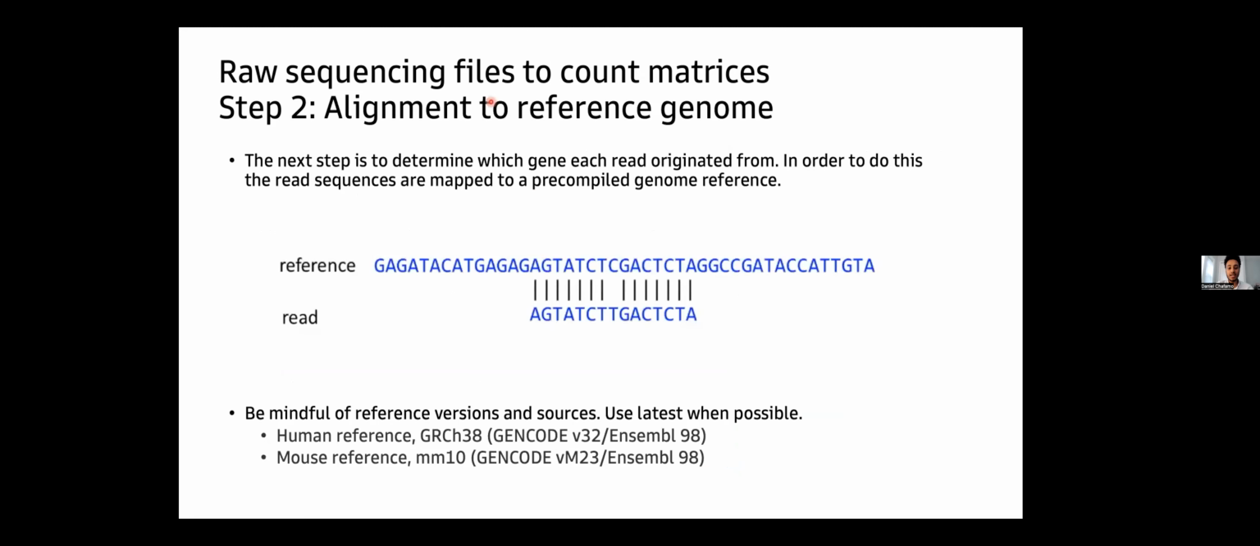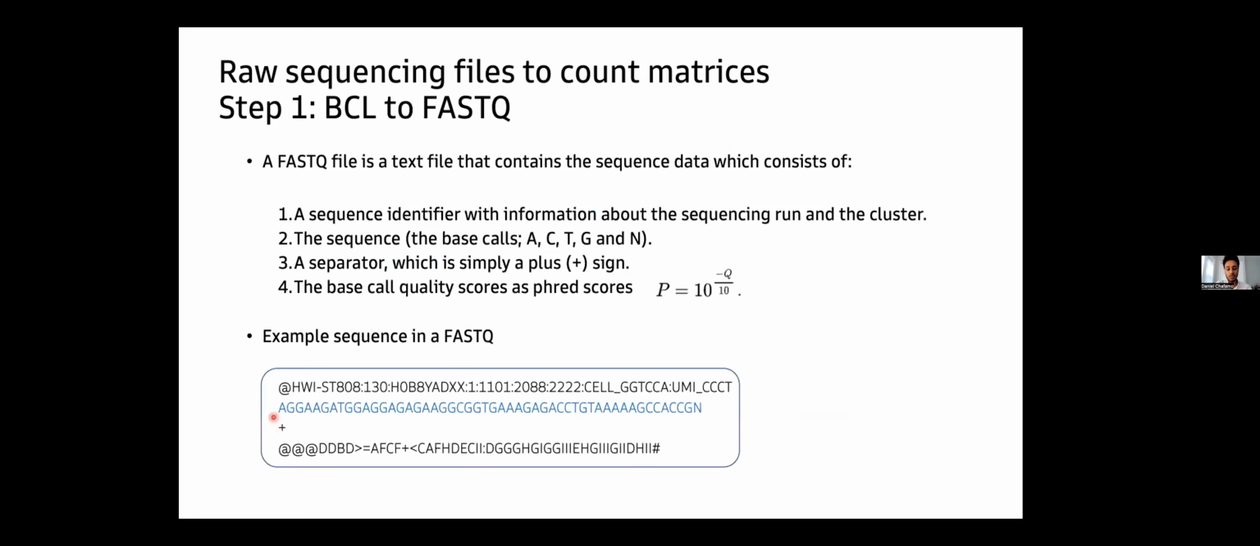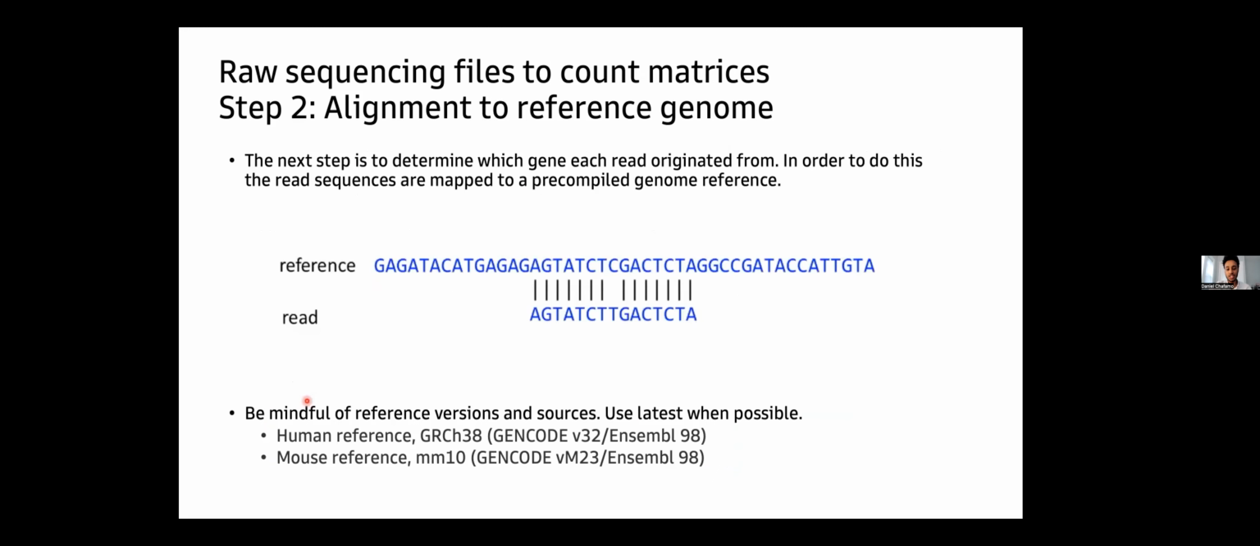So the second step, once we have our sequences, so we have like 1 million of these, we want to know which gene each read came from. This step we call alignment to reference genome. So we have the individual reads, and we want to align them to a reference genome.